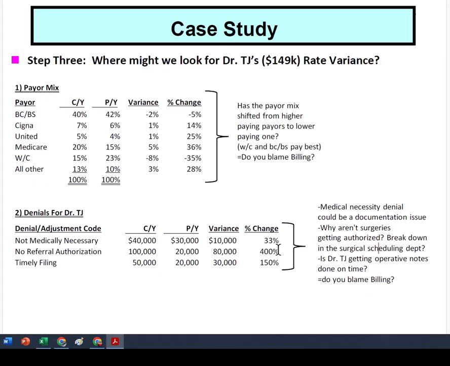Some places the physician's secretary or administrative assistant might be in charge of getting those authorizations. Some have an authorization department, but I can tell you right now, somebody is dropping the ball here. It's not billing.